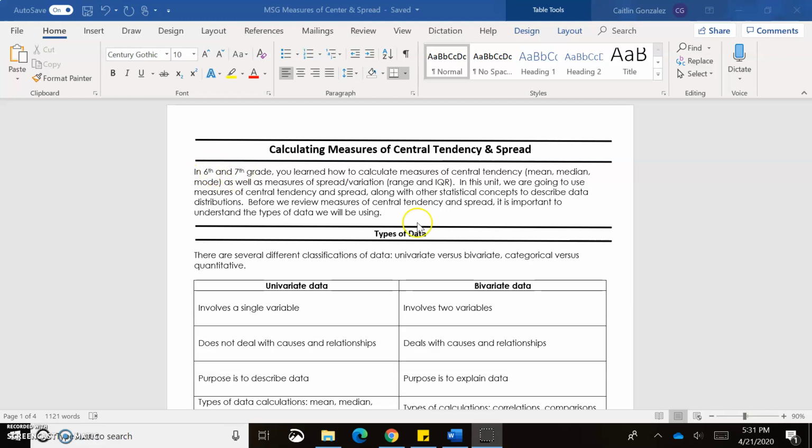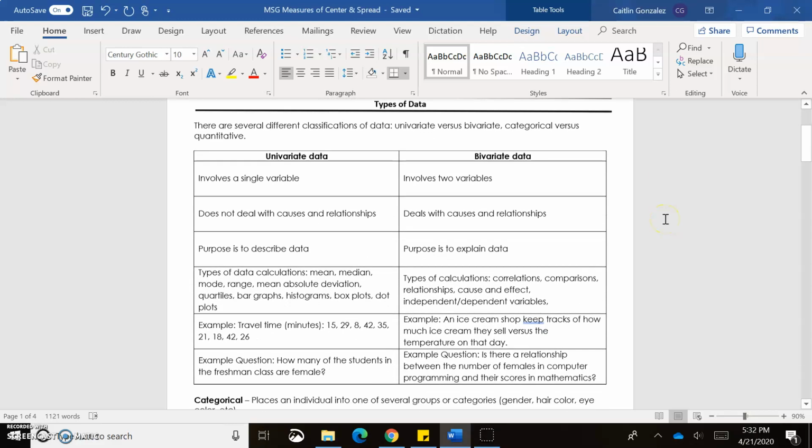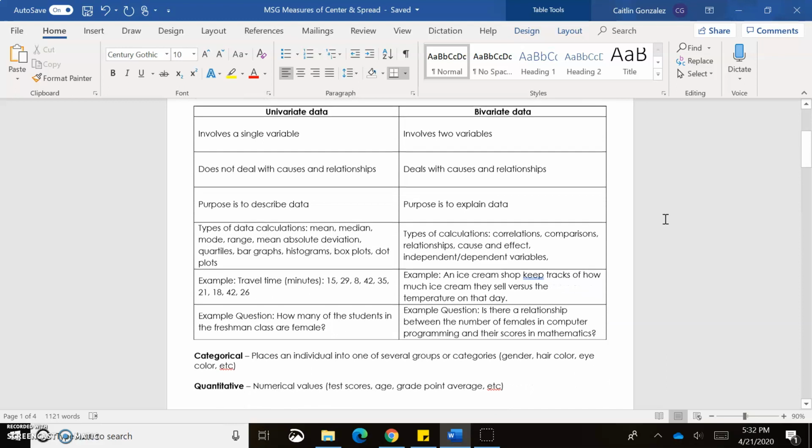Alright, so in 6th and 7th grade, you learned how to calculate measures of central tendency, mean, median, and mode, as well as measures of spread or variation, range, and IQR. In this unit, we're going to use measures of central tendency and spread, along with other statistical concepts to describe data distributions. Before we review measures of central tendency and spread, it's important to understand the types of data we'll be using. So we're going to look at a couple different classifications of data.